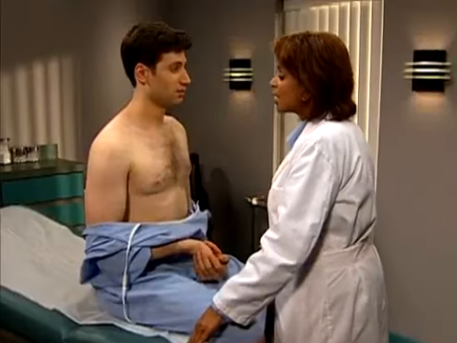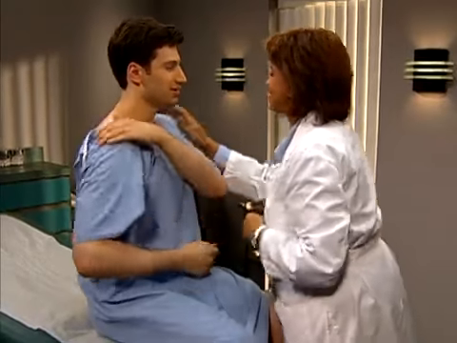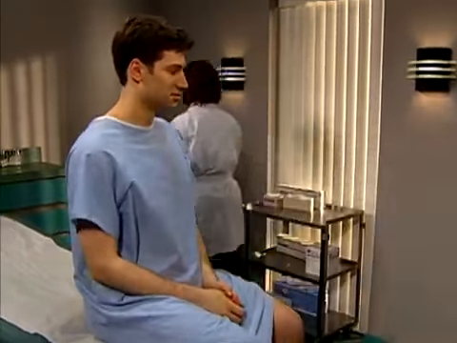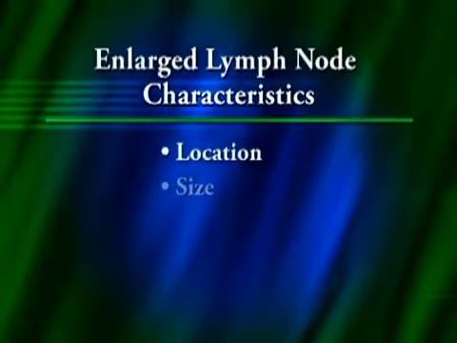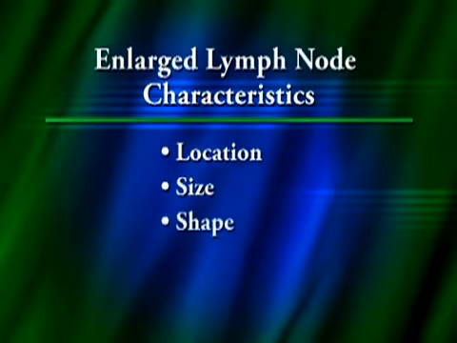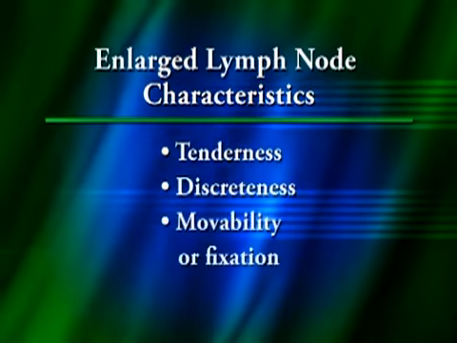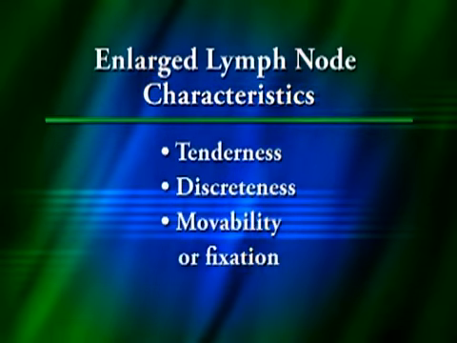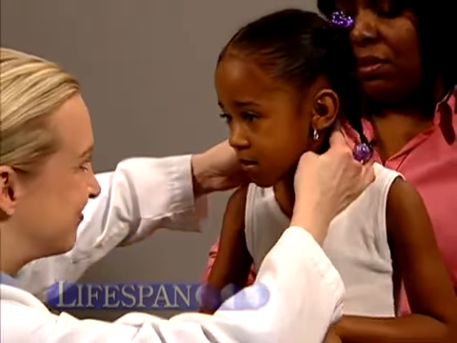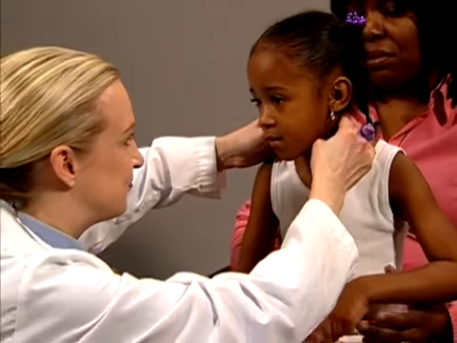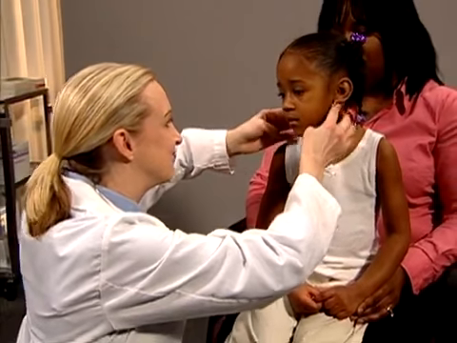In healthy adult patients, lymph nodes usually are not palpable. However, you may detect small, movable, discrete nodes. If you find enlarged lymph nodes, characterize their location, size in centimeters, shape, consistency, tenderness, discreteness, and movability or fixation to surrounding tissue. But remember that a young child may have small, firm, discrete, and movable nodes as a normal finding, especially in the occipital, postauricular, and cervical chains.